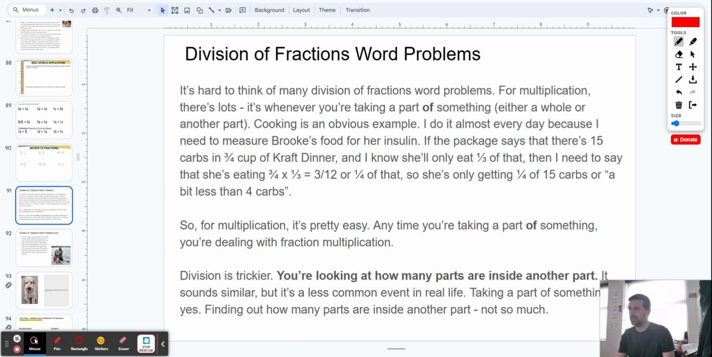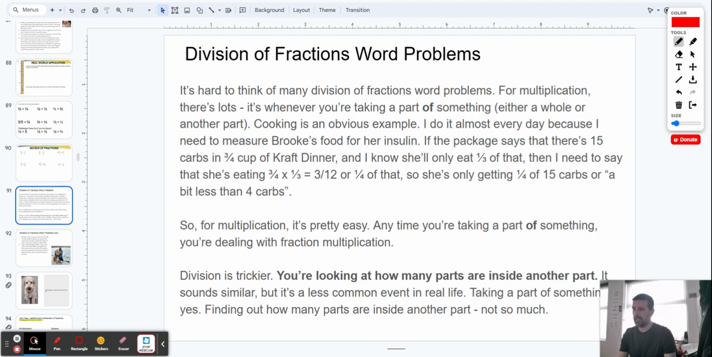So like my example here says that there are 15 carbs in 3/4 a cup of Kraft Dinner. And I know she's not going to eat 3/4 of a cup of Kraft Dinner, but she'll probably eat a third of that 3/4. Okay, that's a multiplication question. 3/4 times 1/3. 1/3 of 3/4. Doesn't matter which way you put those two numbers in multiplication, right? So that would be a perfect example of when we would use multiplication.